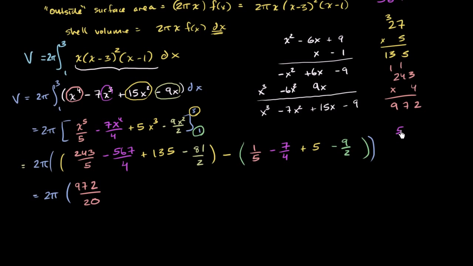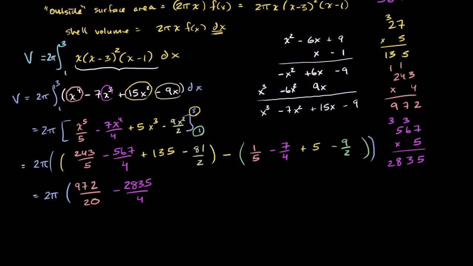And then we have to multiply 567 times 5. So you can see the arithmetic is the most painful part here. 7 times 5 is 35. 6 times 5 is 30, plus 3 is 33. 5 times 5 is 25, plus 3 is 28. So we have 2835 over 4. And then 135 over 20.